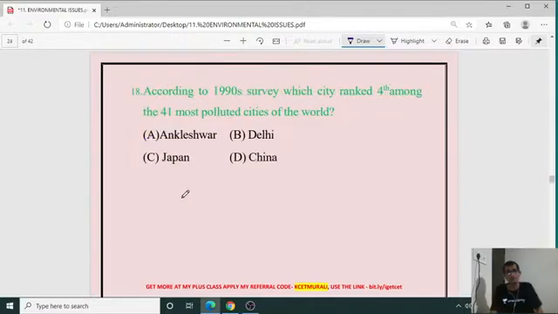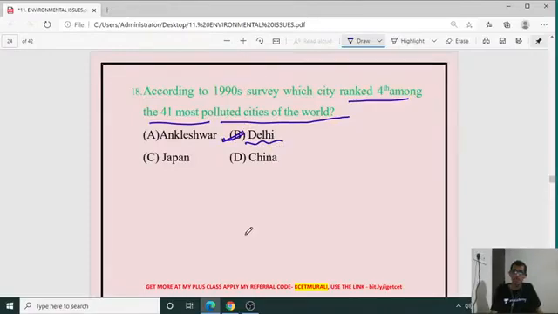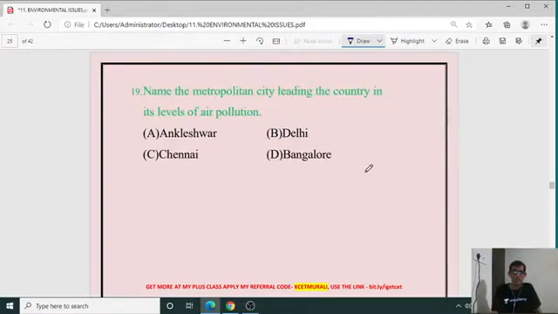Then, according to the 1990s survey, which city ranked 4th among the 41 most polluted cities of the world? Fourth among the 41. So one of the areas of our nation has this kind of problem and is placed in fourth rank. So the 18th question, it is B. As we all know, Delhi is one of the highly polluted cities of the world, and this fourth rank was in the 1990s.